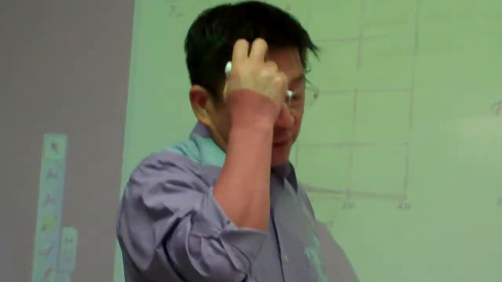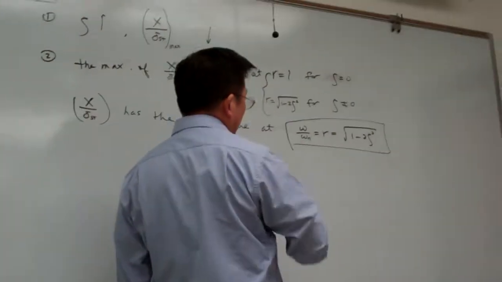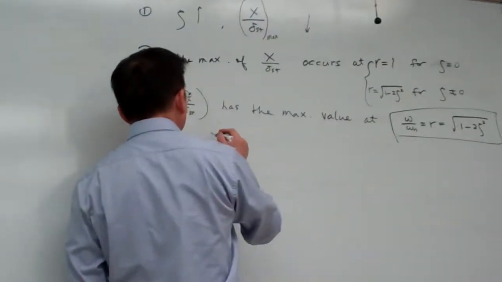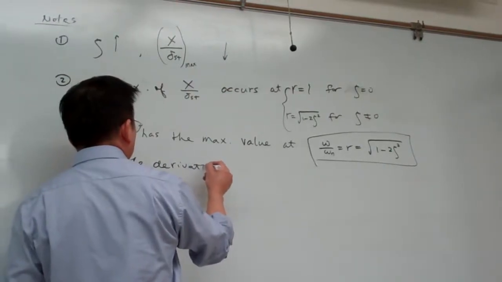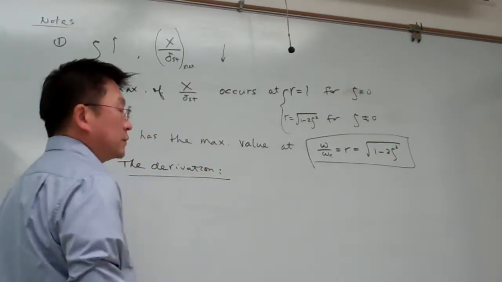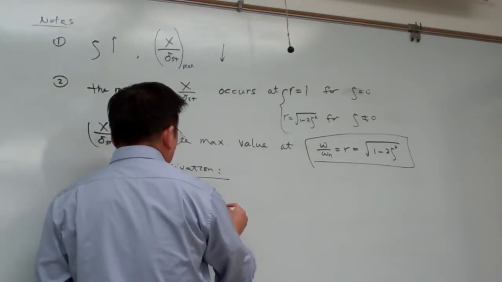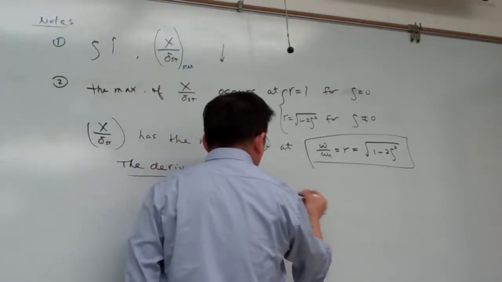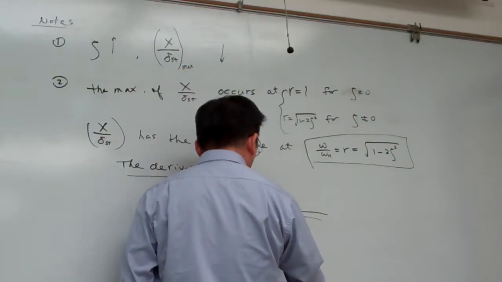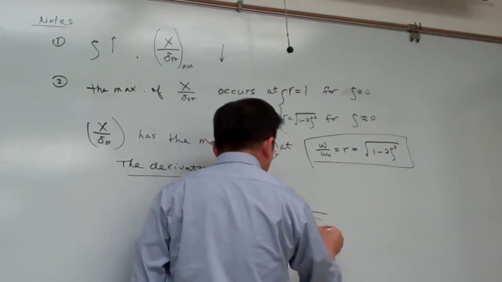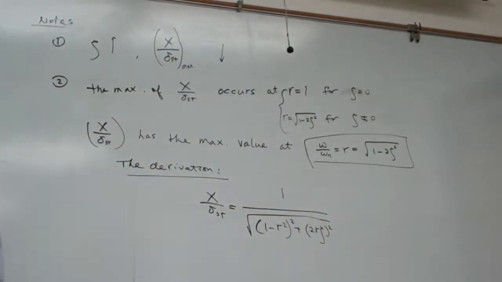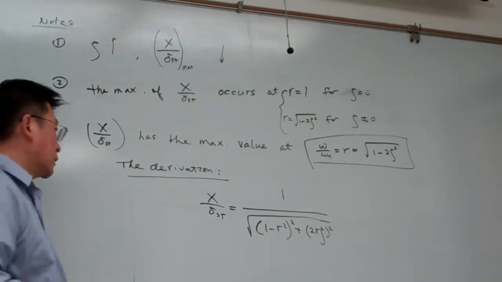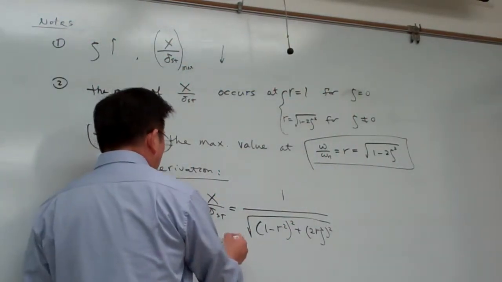Okay, so here I want to explain to you why we have this formula. The derivation is this. We look at our original formula. We have this one, 1 minus R squared, and plus 2R zeta squared. We have this formula for describing the magnification factor.